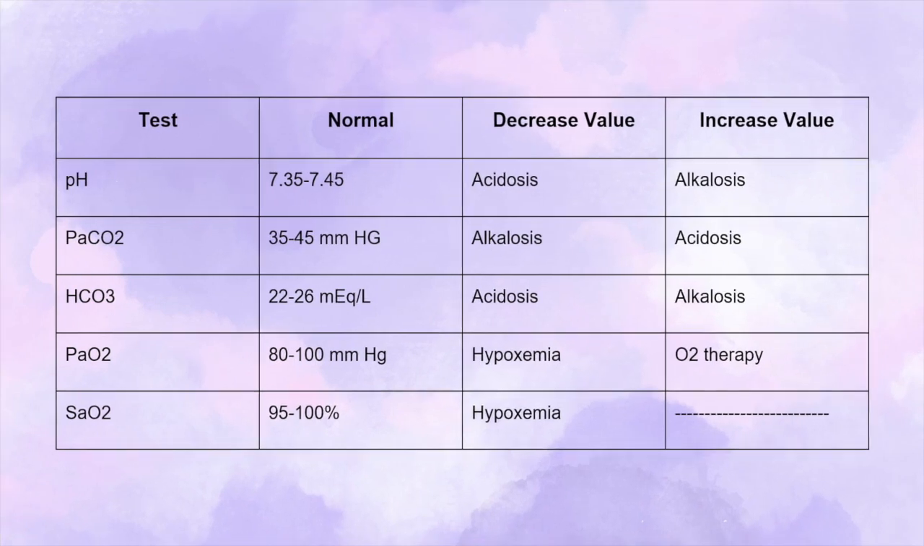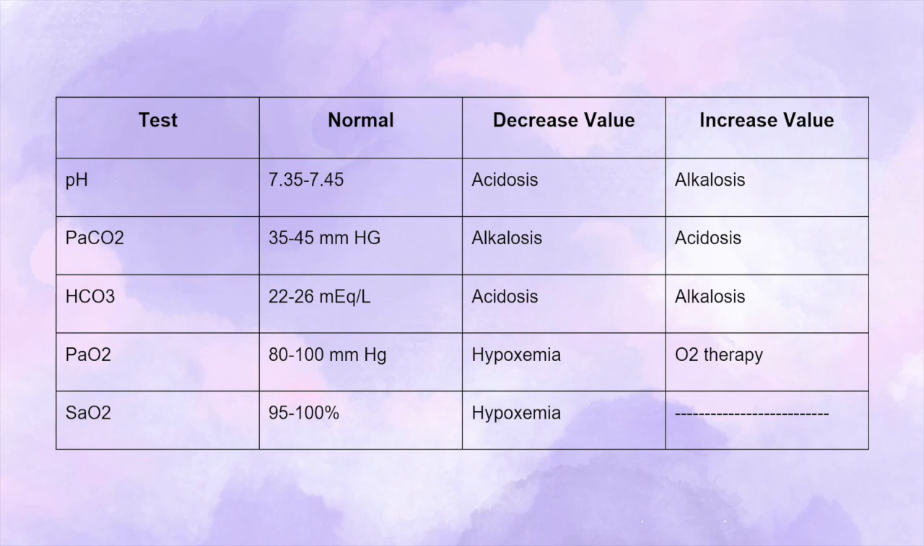pH is a measurement of the acid content or hydrogen ions in the blood. Low pH indicates a higher concentration of hydrogen ions or acidosis, while a high pH indicates a lower concentration of hydrogen ions or alkalosis. Partial pressure of carbon dioxide is the respiratory component of the ABG or the arterial blood gas.